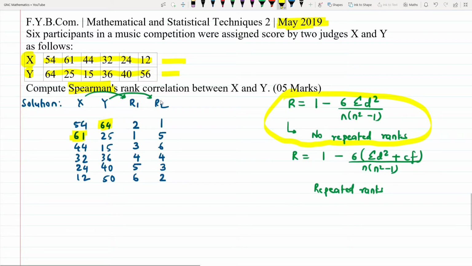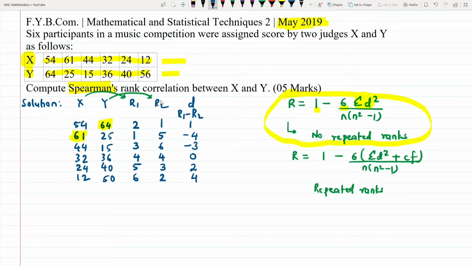Now if you look at the formula, we have 1 minus 6 times sum d square. So we need the term d first. So what is d? D is nothing but the difference between the 2 ranks, R1 minus R2. So here we have 2 minus 1, it will be 1, 1 minus 4, negative 4, 3 minus 6, negative 3, 4 minus 4, 0, 5 minus 3, 2 and 6 minus 2, 4.